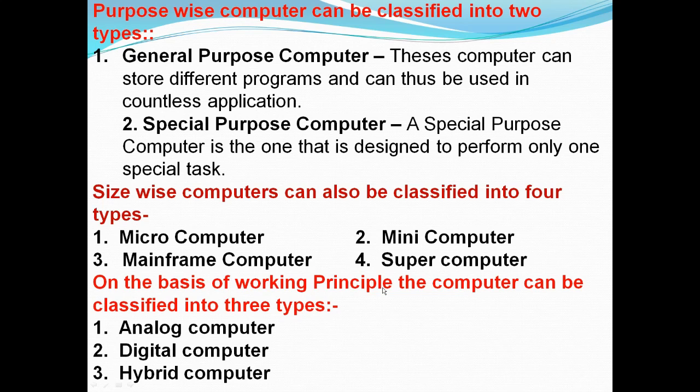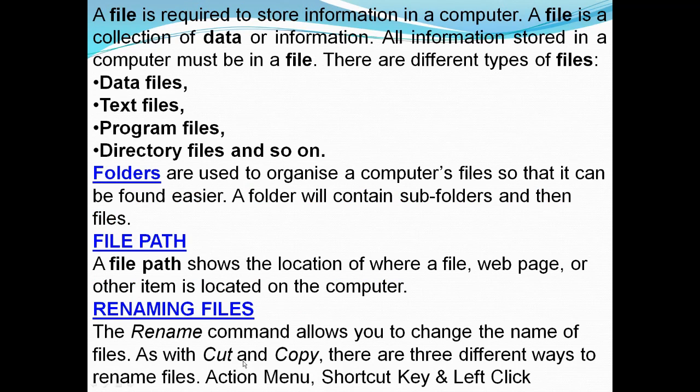On the basis of working principle, computers are divided into 3 categories. Analog computer: in analog computer, the signals go in analog form, which means graphical form. Digital computer: in this, the signals go in digit form, 0 and 1 form. Hybrid computer: these are a combination of analog and digital computer.